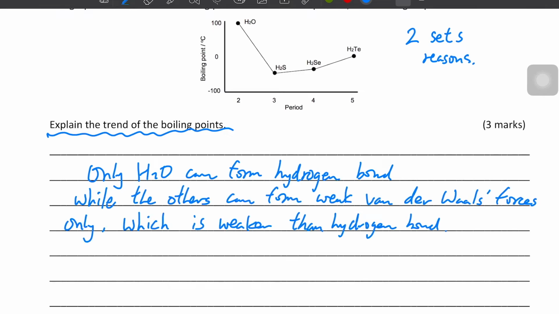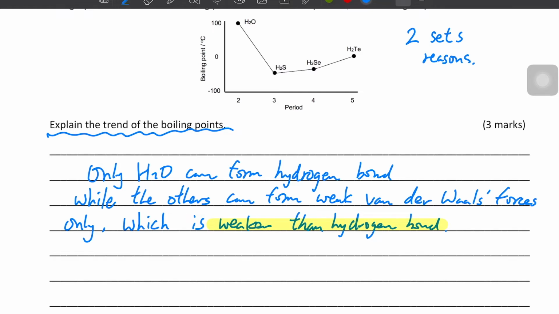First, there is an exceptionally high boiling point for H2O. So we can say only H2O can form hydrogen bonds, but the others can only form weak van der Waals force, which is weaker than hydrogen bond. So you can see we divide the hydrides into 2 groups. Either they can form hydrogen bonds, which gives a high boiling point, or they cannot, and have only weak van der Waals force. So we need to compare the strength between van der Waals force and hydrogen bond. That is the second mark.